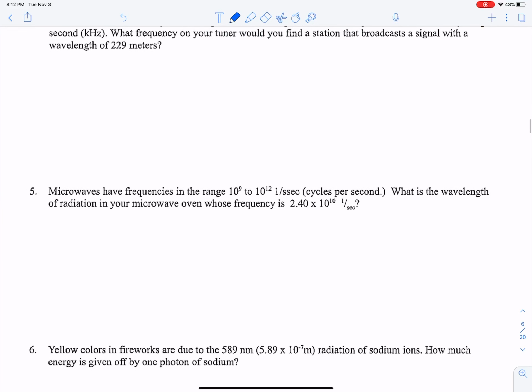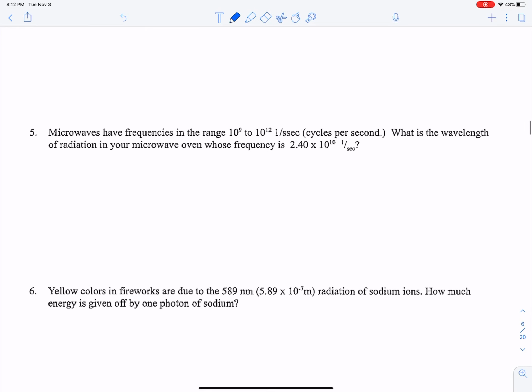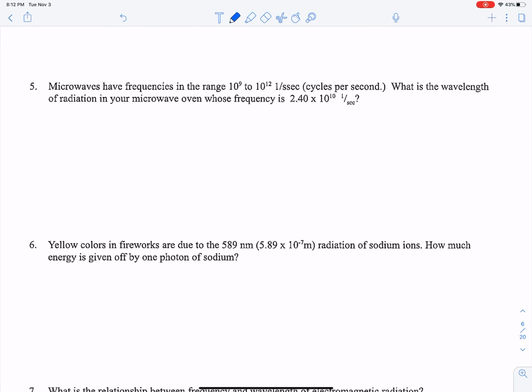So let's look at another problem. Let's look at number 6. It says yellow color in fireworks is due to 589 nanometers, or they went ahead and converted it to 5.89 times 10 to the negative 7 meters. If I give it to you in nanometers, you're going to have to do the calculation to put it into meters. How much energy is given off? Well, this is wavelength right here. So in order to find energy, I have to go from wavelength to frequency to energy.